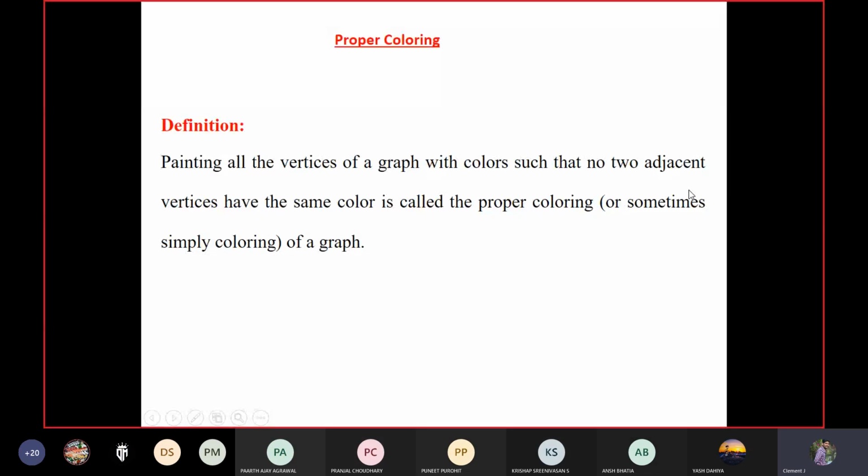So in this class, we are going to discuss another important 10 mark question of this module, that is: find the chromatic polynomial of the graph. That is a question that can be given to you. Find the chromatic polynomial. They will give you a figure, and for that figure you are supposed to determine the chromatic polynomial.